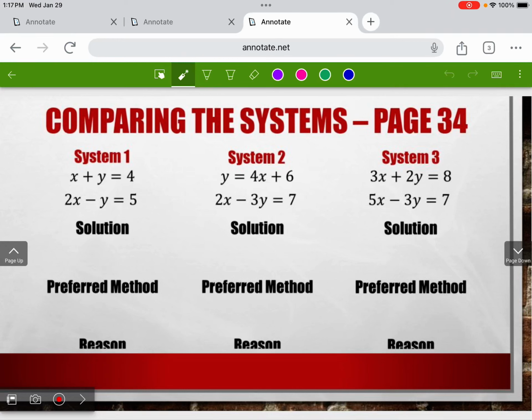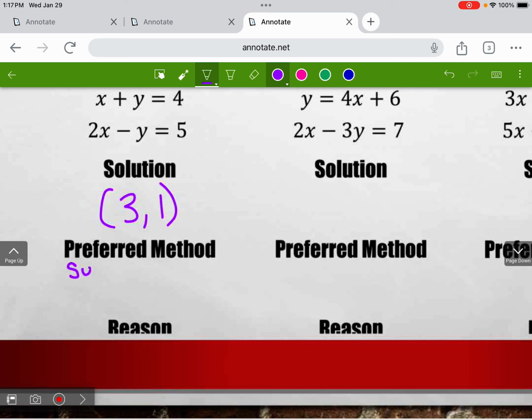There we go. So our solution on this one, no matter which method you use, we should still get the same answer of (3, 1). Was there a technique on this one that was easy peasy, or a technique that was awful? The substitution on this one's not bad. It's really easy to get this into either an x equals or a y equals. So substitution's okay. Not awful.